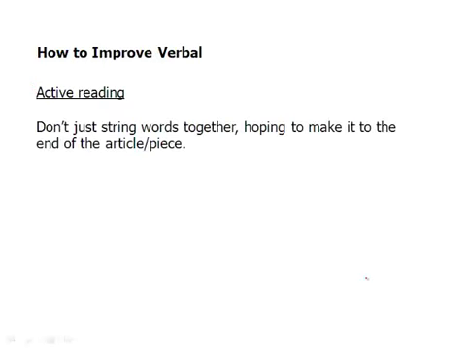Now, how to improve verbal also extends to something we talked about a little bit earlier, which was active reading. What do I mean by this? This may seem vague because when you read, aren't you sitting? Are you doing anything actively? Well, the answer to that is you are actually reading, or you should be reading actively. What I mean by that is you don't want to just string words together, which is something we often try to do when we are dealing with difficult text. We hope to make it to the end of the article or the piece, and we're thinking, oh, at the end I'll have this sudden eureka moment.